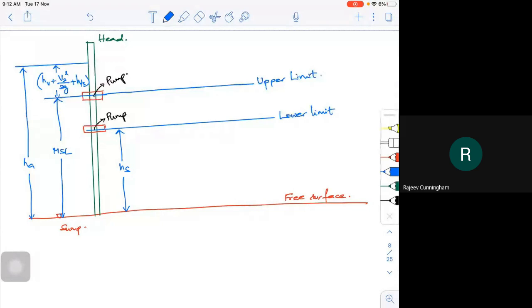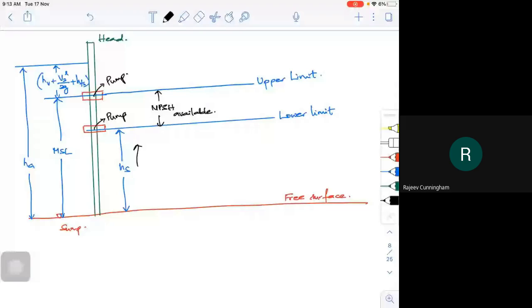Now what is this actually? This is your NPSH available. NPSH required means you will say that this HS should be maximum. So NPSH available is greater than NPSH required. For installation, I have an upper limit and a lower limit. This is the NPSH available, it's a difference. So NPSH required and NPSH available are slightly different.